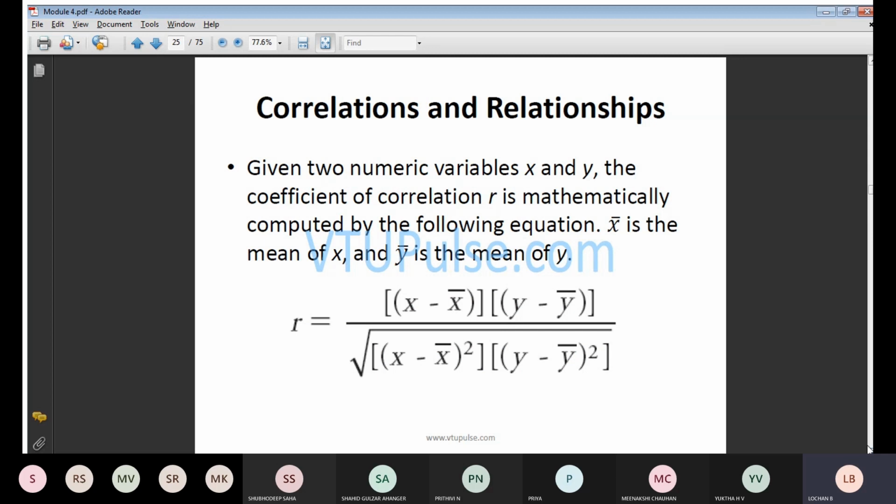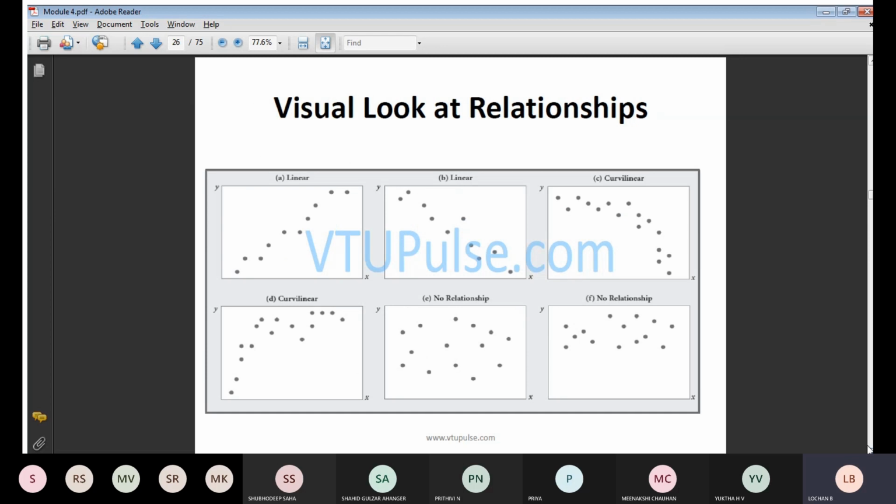That is nothing but r, which is what we will be giving. This is the formula for the relationship with the correlation. So whenever we plot the graph, these are the various possible cases we will be getting.